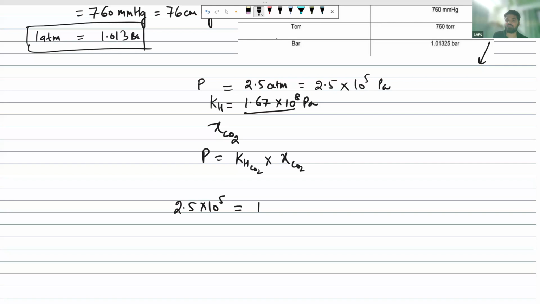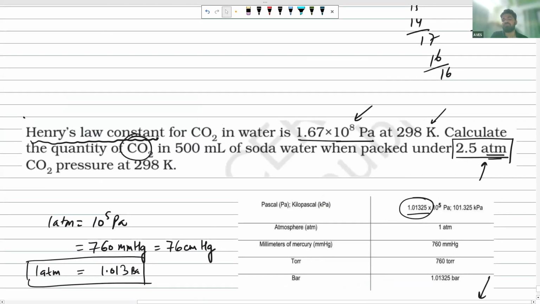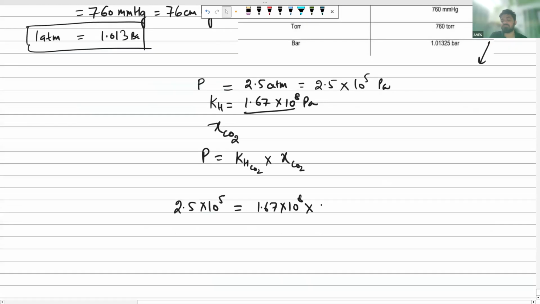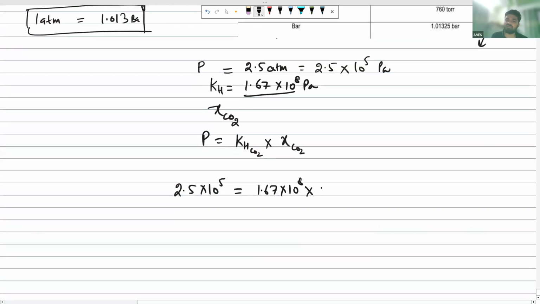KH is given to you, that is 1.67 into 10 raised to the power 8 Pascals, and you need to calculate X, the mole fraction of CO2. So the mole fraction of CO2 can be easily calculated. The question says to calculate the quantity of CO2 in 500 ml of soda water. So the total amount of soda water is 500 ml. Just concentrate here that we need to calculate the number of moles of CO2, or you can calculate the mole fraction separately on the right hand side also. So just write it this way.